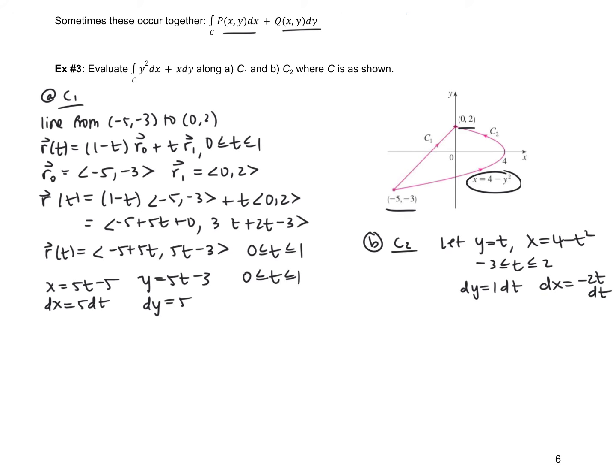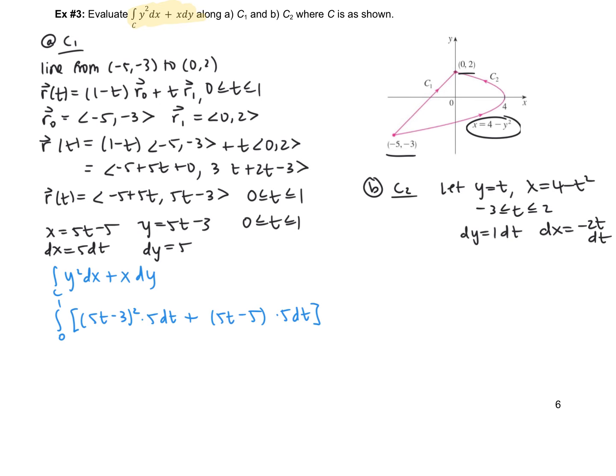Finally, we are ready to calculate, and if we remember, this is the line integral that we are looking to calculate. If I go back to C1, I'm integrating over the curve C of y squared dx, add x dy. So I'm going to be integrating from 0 to 1. Y squared is going to be 5t subtract 3 quantity squared, and then my dx is 5 dt. X is 5t minus 5. dy is 5 dt.